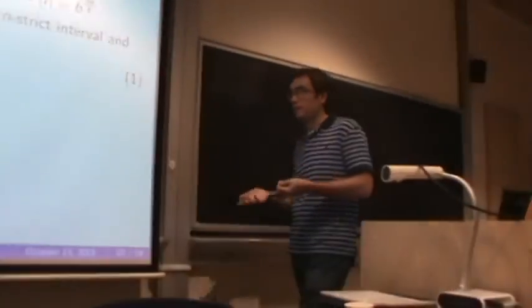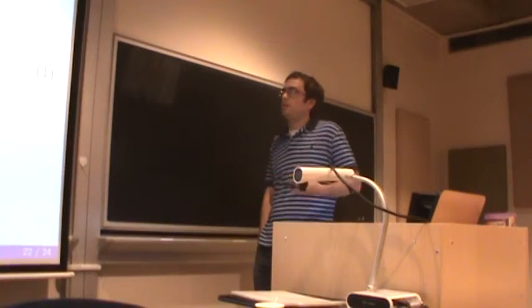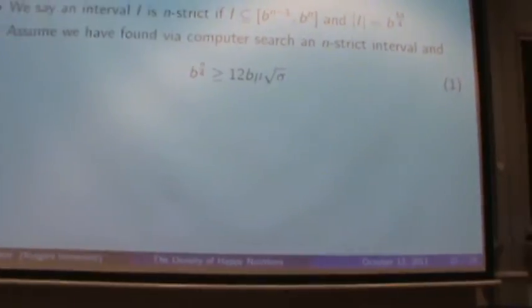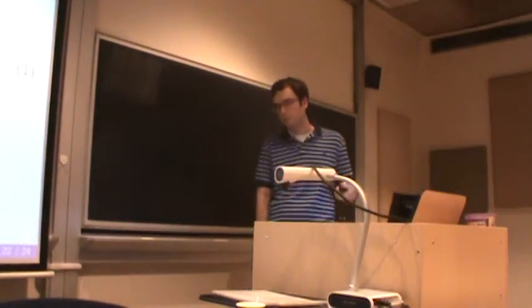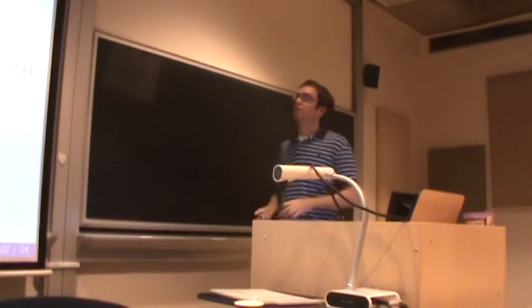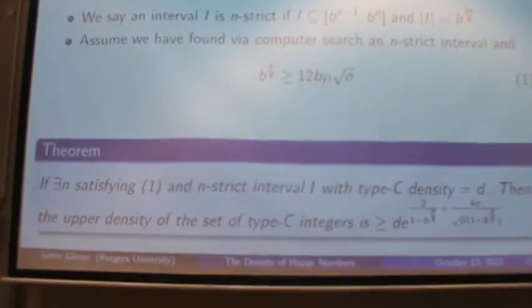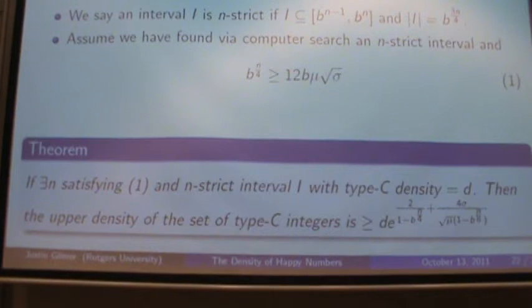And for most cases, like base 10 and squaring the digits, I think going up to about 10 to the 50th works. What the theorem says is that if there is an n satisfying this bound, and an interval I that's n-strict and has type C density d, then the upper density of the set of type C integers is at least d times this error term. And this is basically e to a small negative number.